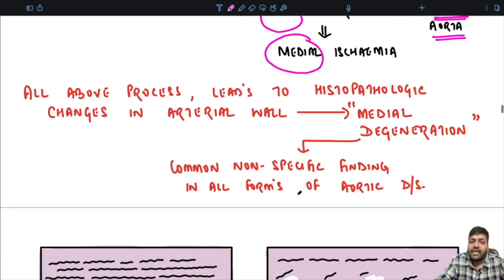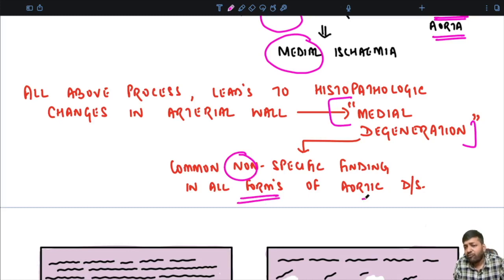Okay, in all the above processes that we have read, in all the four processes that we have seen, there is a histopathological change in the arterial wall, which we call cystic medial degeneration. It is a common non-specific finding which is seen in all forms of aortic disease. In all forms of aortic disease you will see this cystic medial degeneration.